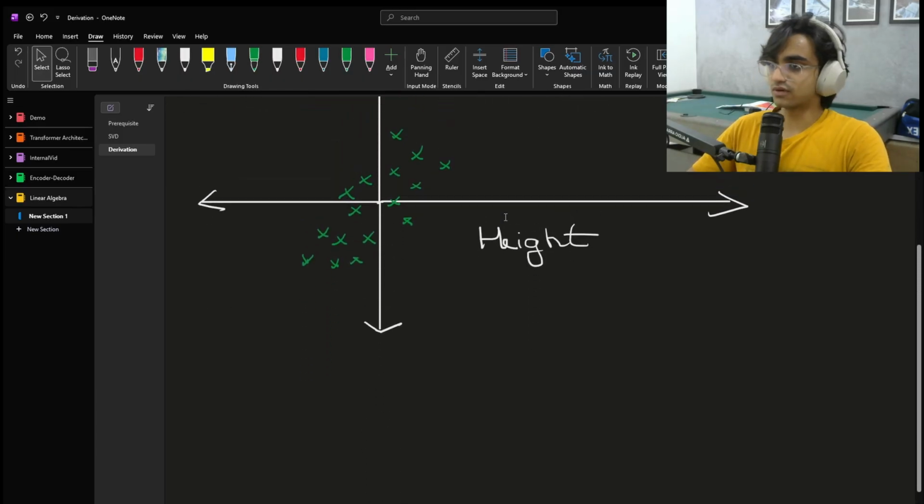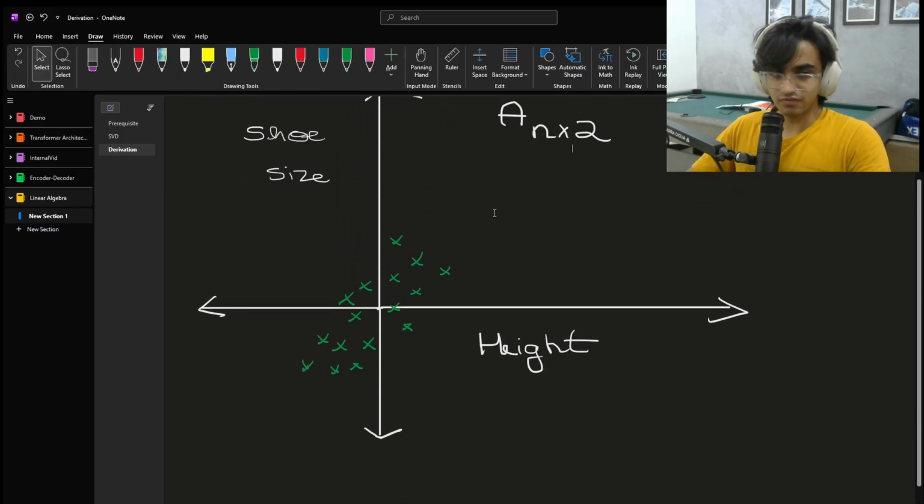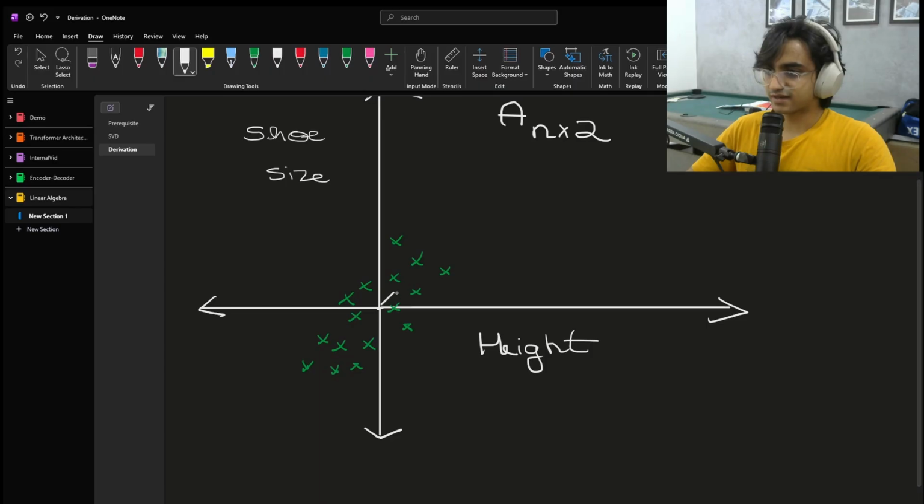Now what do we want to do exactly? We want to find a unit vector such that when we project our points onto this vector, we get a maximum variance. So we want a direction, a unit vector, such that when we project our points onto it, we get the maximum variance.